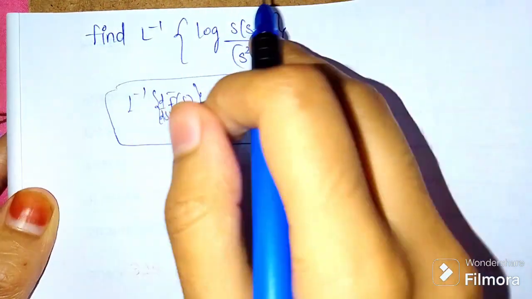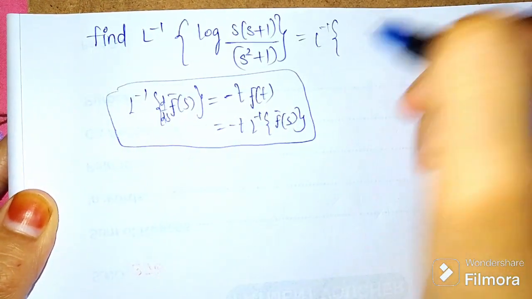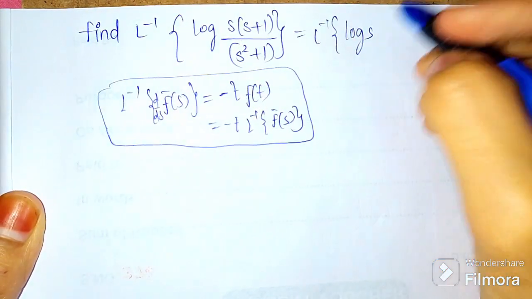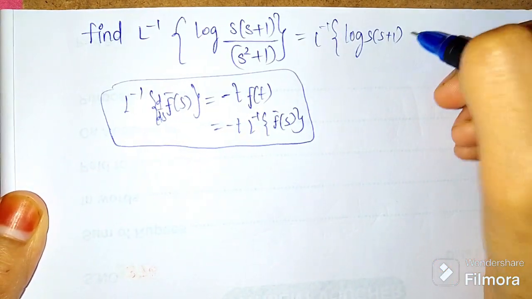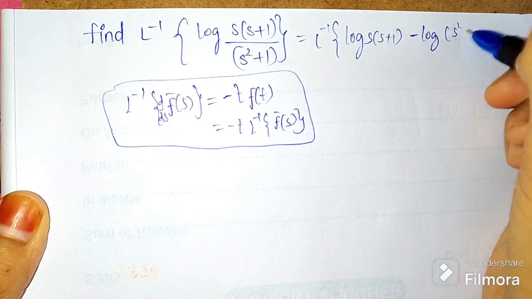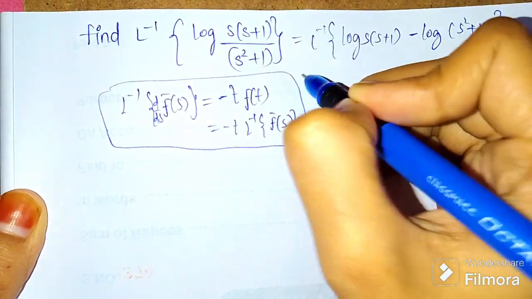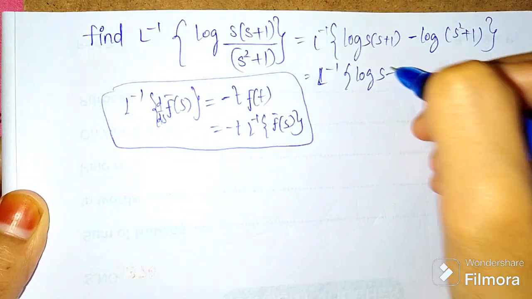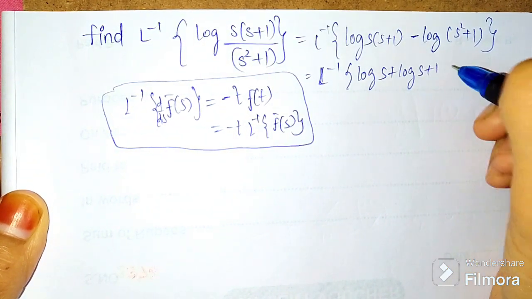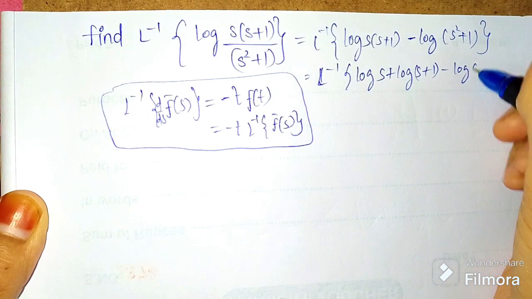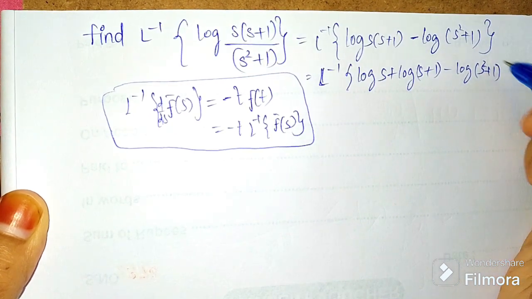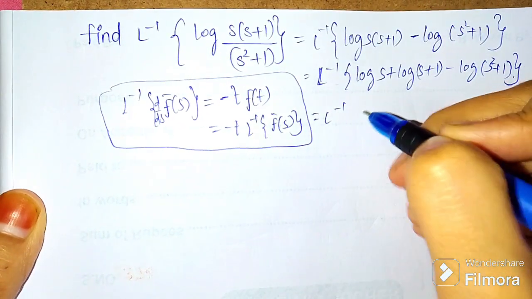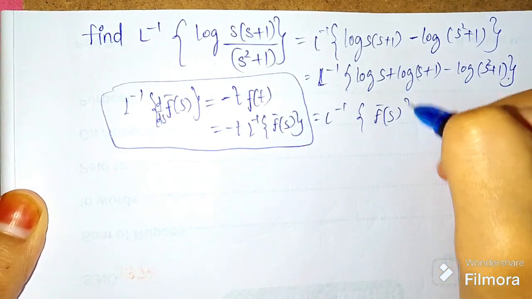So now I will write this as Laplace inverse of log a by b means log a minus log b. So log s into s plus 1 minus log s square plus 1. Which is again log ab, so log a plus log b. So directly if you want you can write this step. Okay. So now this is my Laplace inverse of f bar of s, which I need to find.